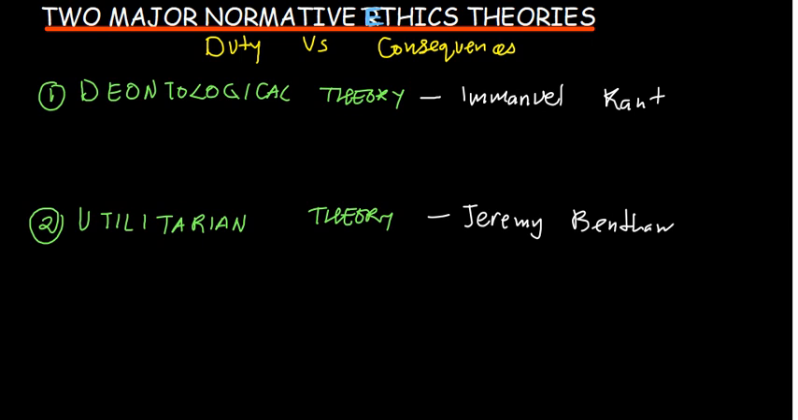Now, what do these two theories talk about? When we are talking about the deontology theory, or deontological theory, this one says normative ethical positions that judge the morality of an action based on the action's adherence to rules or duties. So, this is just your adherence to rules and duties. How much are you able to stick to rules, and how much are you able to stick to duties? Adherence to rules and duties.